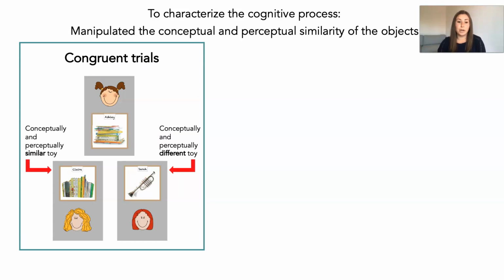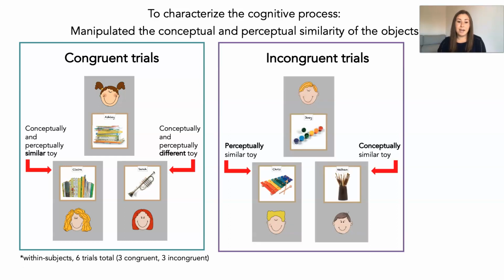That is, one toy was both conceptually and perceptually more similar to the target's toy than the other. For instance, here the stack of books is both conceptually and perceptually similar to the books belonging to the target character. In the other half of trials, however, these cues were incongruent. In these trials, one toy was conceptually similar to the target's, while the other toy was perceptually more similar, meaning that it was of similar shape and color.